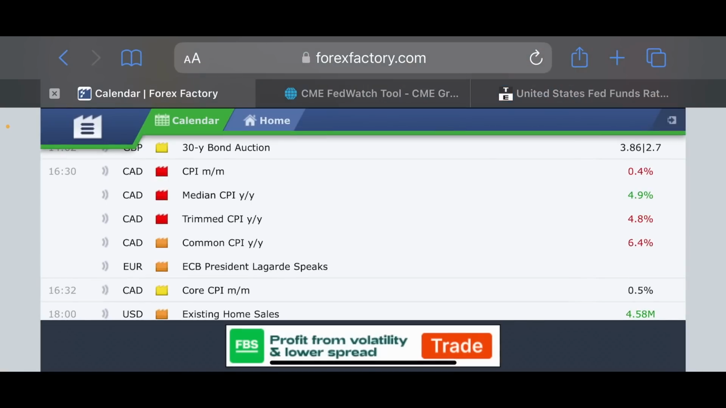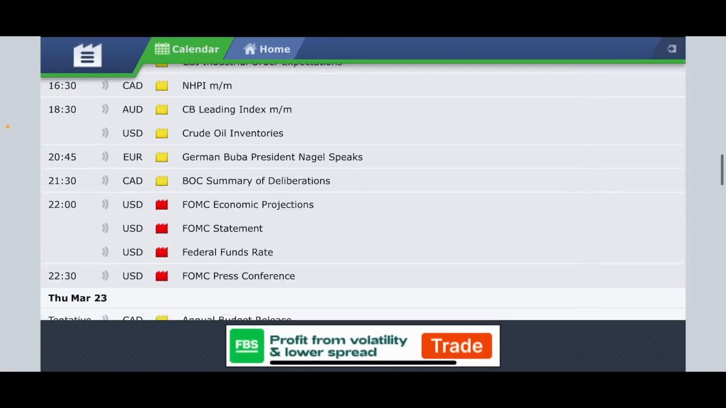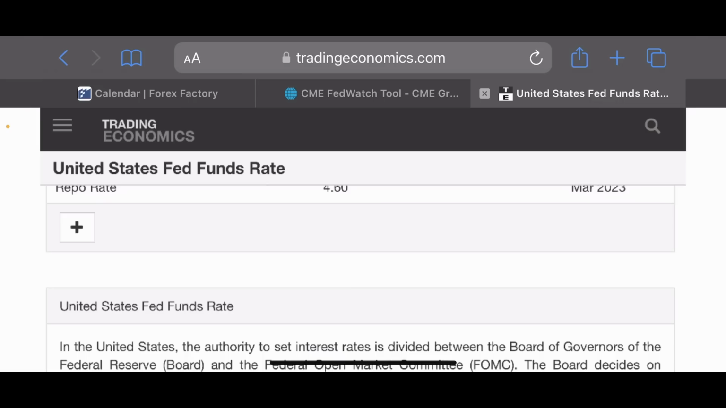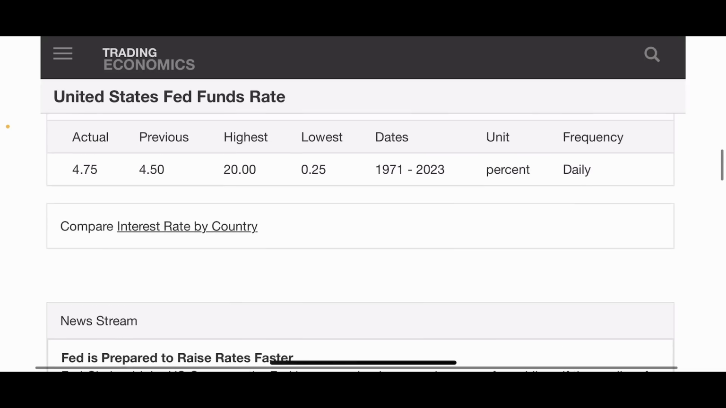But I personally like to use Forex Factory to see when these news events are. So at my time, that will be 10 p.m. and I will be doing a live stream. I'll try to do a live stream or at least a video too. And I like to use Trading Economics to see the previous data. So previously it was 4.75%.